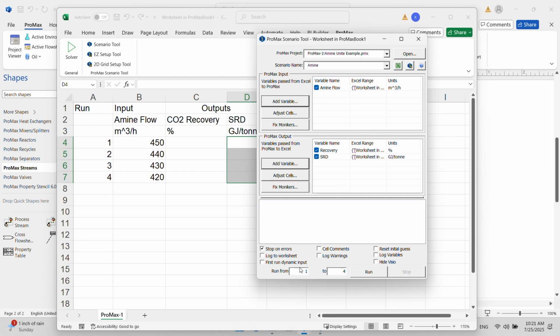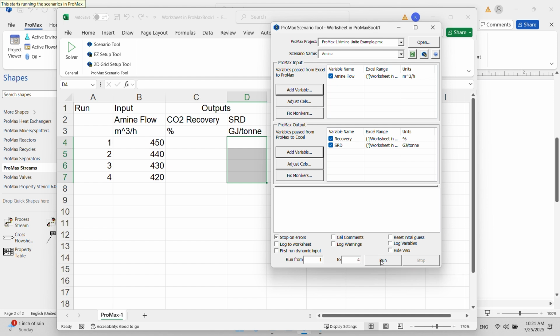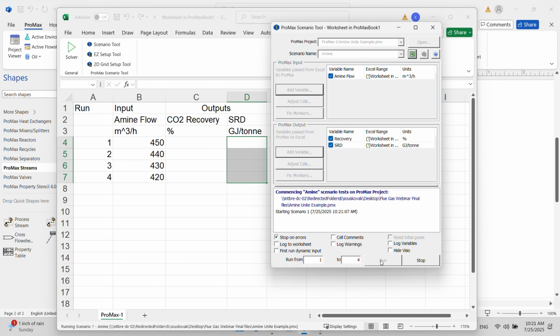I can see here runs from 1 to 4 are going well, and then I'm going to click Run. And what it's going to do, it will look into Excel, take the number 450, and then put it into ProMax, and it will update the model and it will give me the results in the output section. And the same goes for the second run and then following the rest.